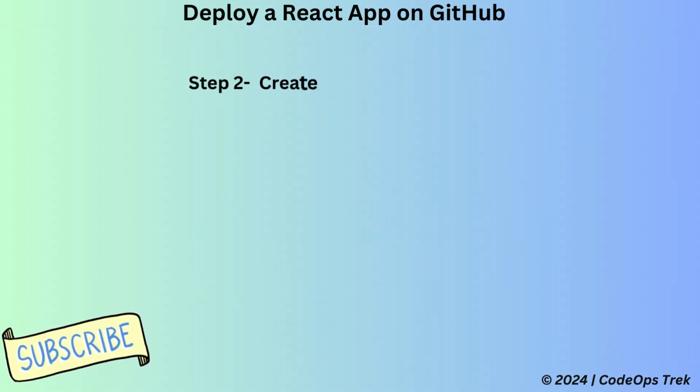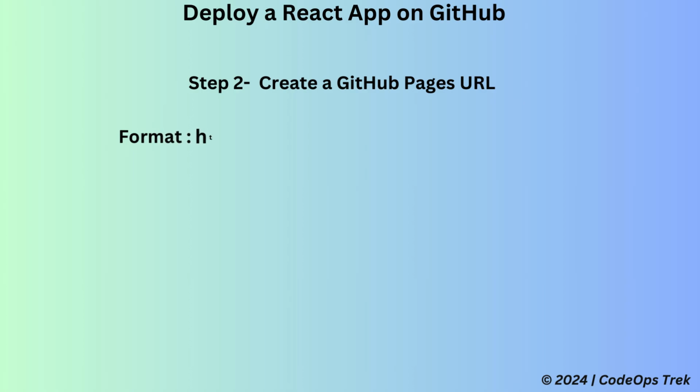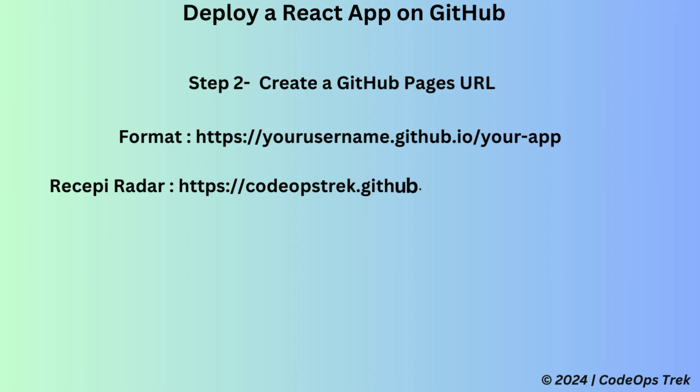Second step is to set up your GitHub Pages URL. This URL will be used to host your deployed app. The format you need to follow is https://your-username.github.io/your-app-name. For our Recipe Radar project, the URL will be https://codeopstrek.github.io/recipe-radar-deploy. This is the address where your live application will be accessible once deployed.